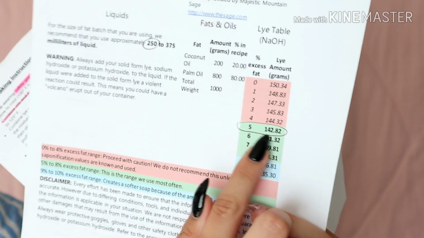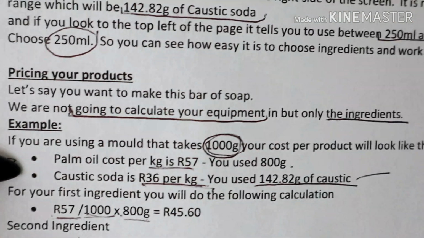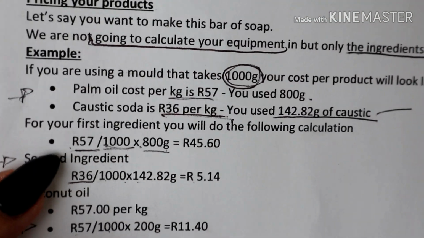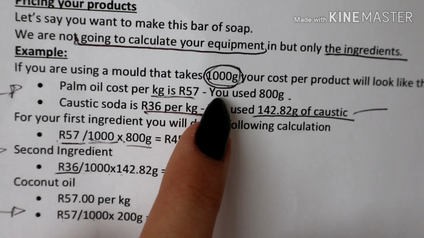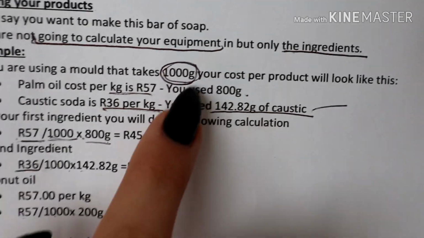So let's say you wanted to make some soap and they tell you that palm oil costs 57 Rand per kg and you used 800 grams, caustic soda is 36 Rand per kg and you used 142.82 grams of caustic soda, which we got from this level over here, which they told us to choose. Okay, so your first ingredient will have the following calculation. Okay, so 57 Rand, we know that because they told us how much it costs per kg. The 1000 is from the grams of our mold and 800 is from how much we used. So that's the first ingredient, and now we're going to look at the second ingredient.